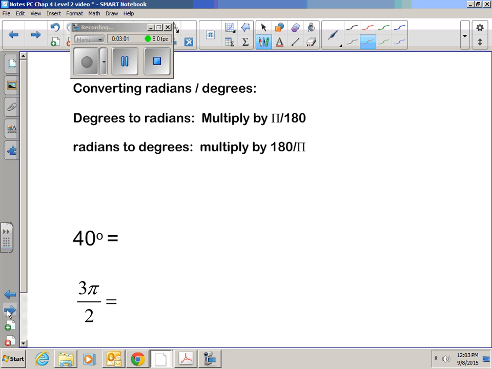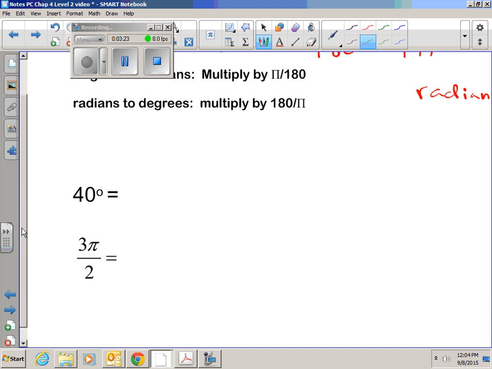So, converting degrees to radians and radians to degrees, we're going to multiply by pi over 180, or 180 over pi, and that's because 180 degrees is equal to pi in terms of radians. And we don't write that unit. So 40 degrees is going to equal 40 over 1 times pi over 180.